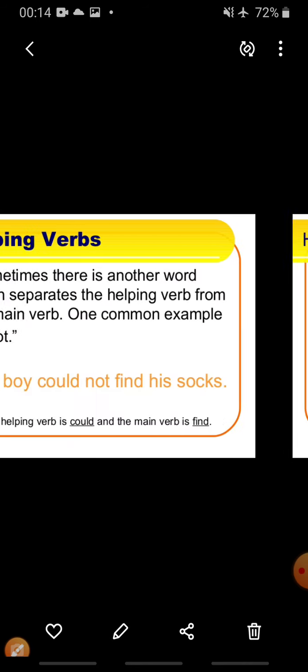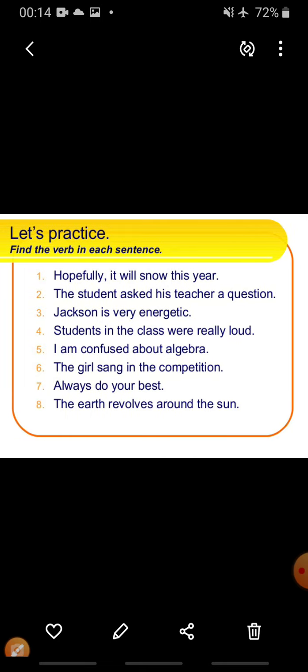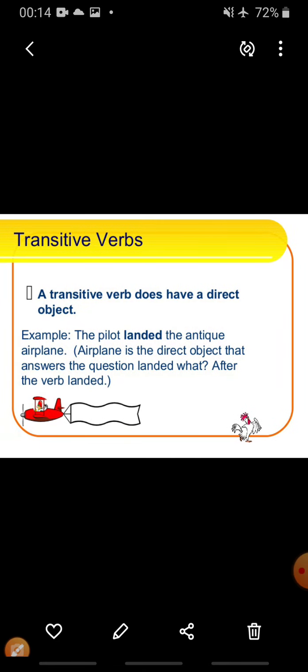Now we are going to study transitive verbs. Transitive verbs are those verbs which require an object to complete the meaning of a sentence. For example, Rina wrote a letter. Rina wrote what? Without writing a letter, the sentence is incomplete. Here letter is the object. We need an object to complete its meaning. So here wrote is a transitive verb.